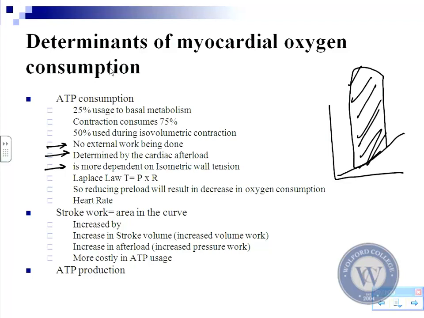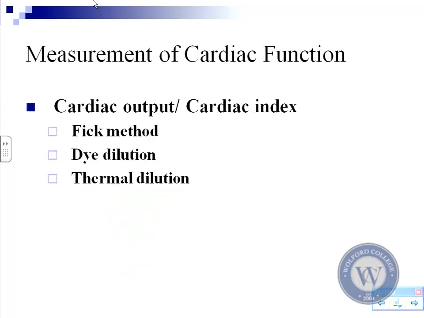Ultimately, the workload has to be delivered by adequate amounts of ATP. Otherwise, the muscle becomes depleted of it, and it becomes a problem.